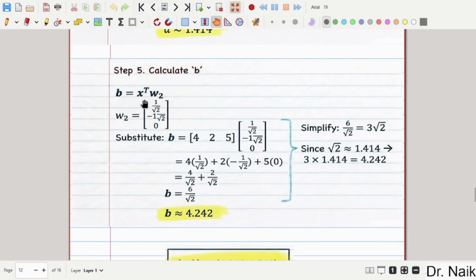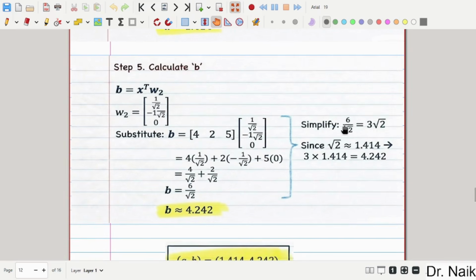Now calculate B. B is calculated by the formula x transpose into W2. Now substitute the values of x transpose and W2 in the formula. So B is equal to the row vector 4, 2, 5 multiplied by the column vector whose first entry is 1 upon square root of 2, second entry is minus 1 upon square root of 2, and third entry is 0. So 4 into 1 upon square root of 2 plus 2 into minus 1 upon square root of 2 plus 5 into 0. This will give B is equal to 6 upon square root of 2.